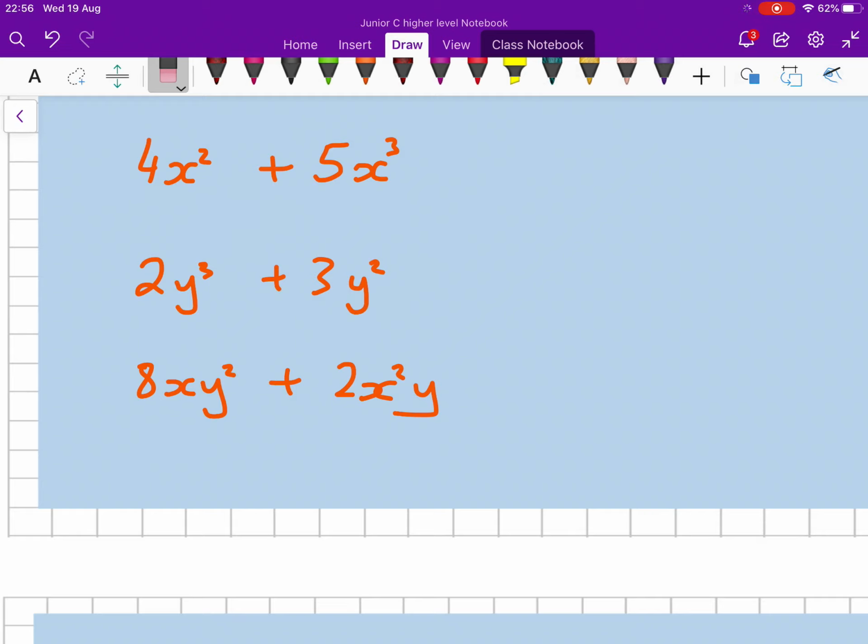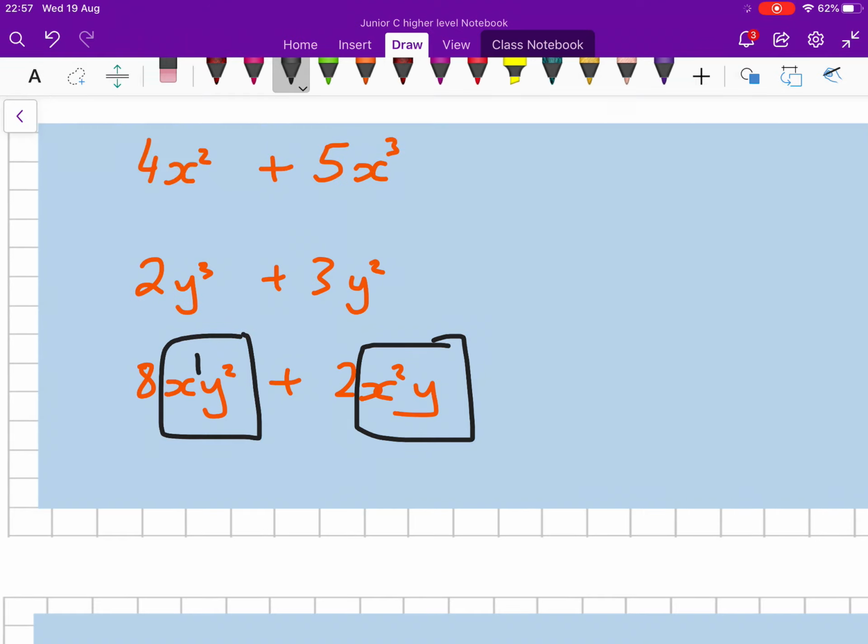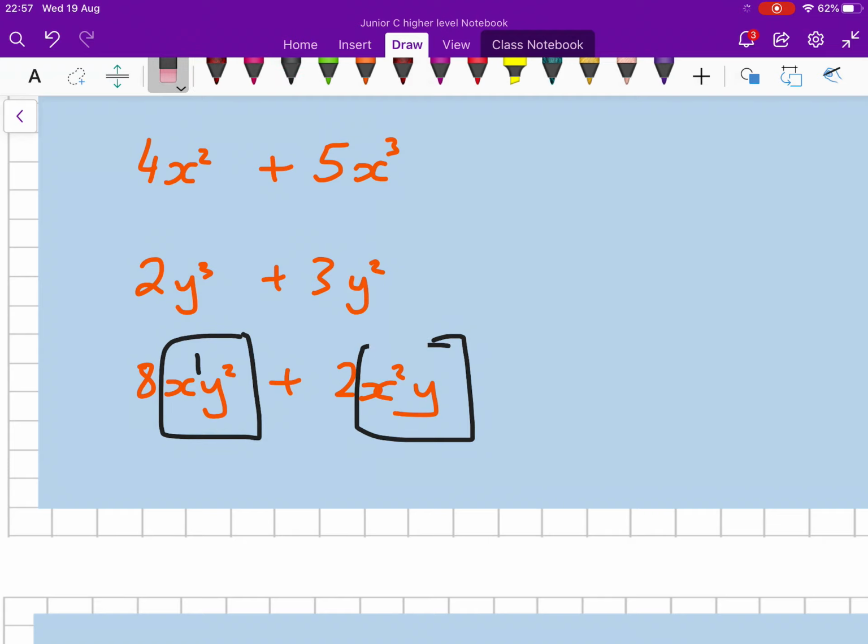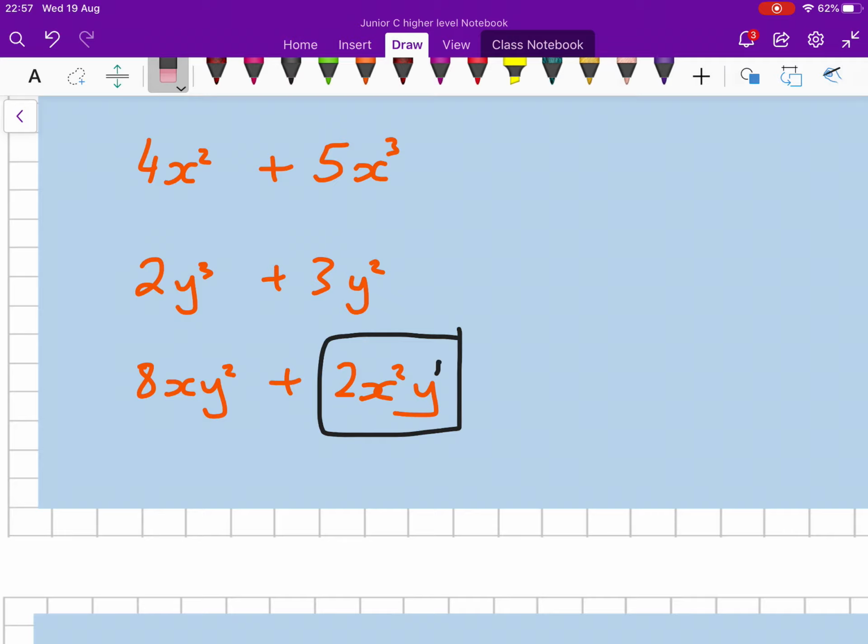And the last one's perhaps the most confusing of them. We have an 8xy squared adding 2x squared y. So the same variables x and y appear in both terms. However, the powers are different. In the first term, x is a power of 1. In the second term, x is a power of 2. So the powers are different. Looking at the y's then, in the first term y is a power of 2, and the second term has a power of 1. So again, the powers are different. So we can't go adding these.